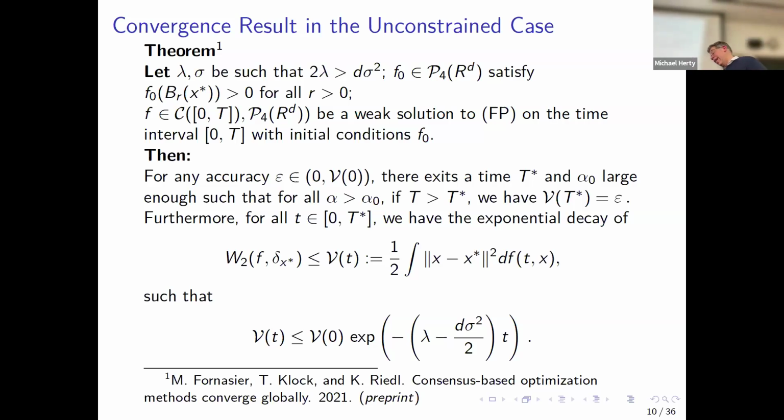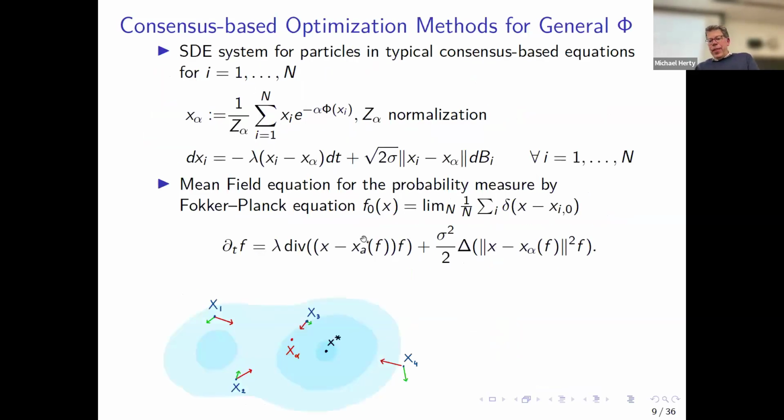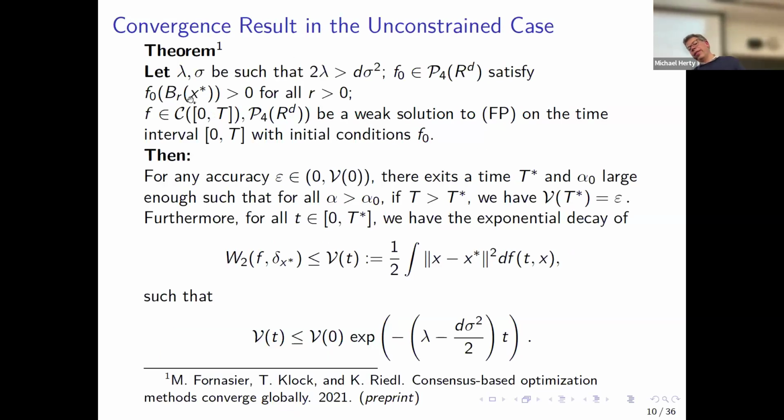That the true minimizer lies in the support of the initial distribution. It's a very strong assumption because the true minimum is precisely the one which you want to achieve with your method. But so far we have not been able to remove this assumption. So this means that in your initial distribution, you need to be sure that the true minimizer is enclosed. So usually what people do is they spread the particles quite well among the domain, which can be very hard if these are.